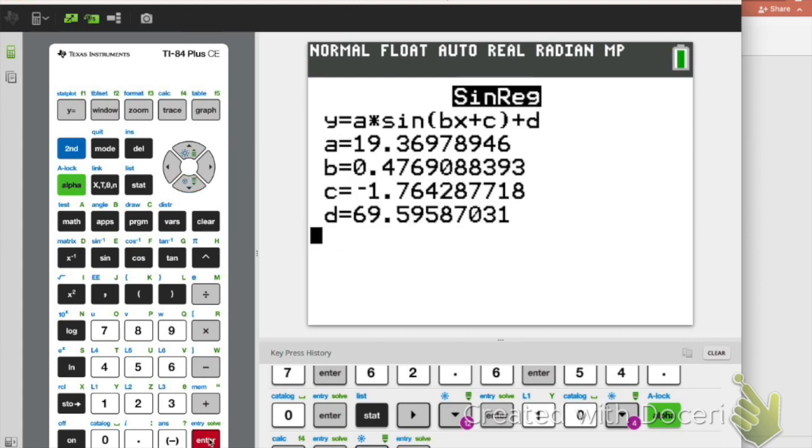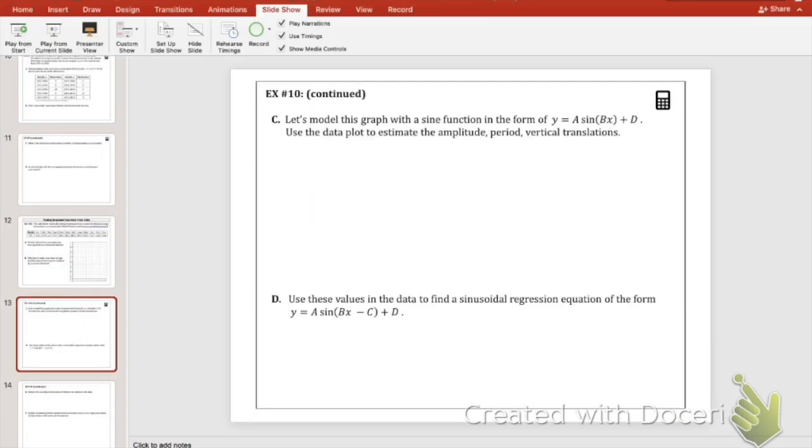All right, how do we do? 19.3697 sine 0.47. What is pi divided by 6 as a decimal? 3.14 divided by 6 is about 0.5233, so pretty close, 0.477. There's our phase shift, and then there is our D. So let's go ahead and write this down.